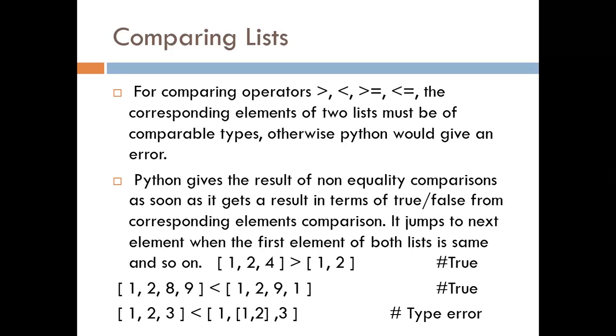Python raises an error when the corresponding elements of the lists do not match or they are not of comparable type. It gives the final result of non-equality comparison as soon as it gets a result in terms of true or false from the corresponding elements. If corresponding elements are equal, it goes on to the next element and so on until it finds elements that differ. Subsequent elements are not considered.